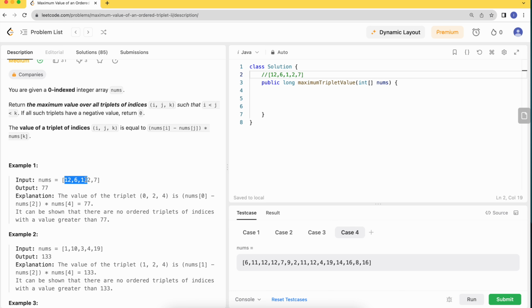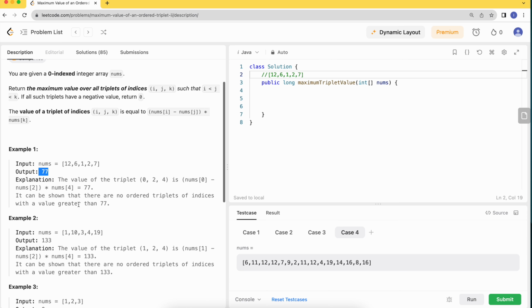Then whatever our maximum is, here our maximum is 12. Then in the remaining indices, up to length minus 1, that will be our criteria for choosing j. And here the minimum value for j would be 1, so 12 minus 1 is 11. Then from the leftover values of the array, we'll choose k, the maximum, so we'll choose 7 here. So 12 minus 1 is 11, 11 into 7 is 77, which is our output.